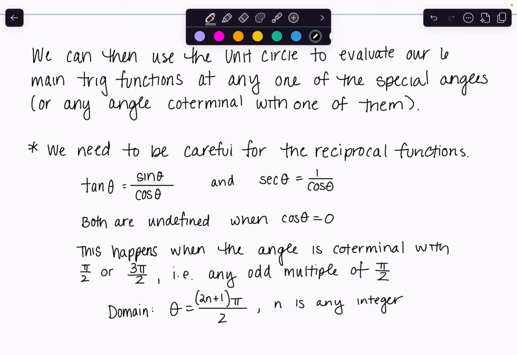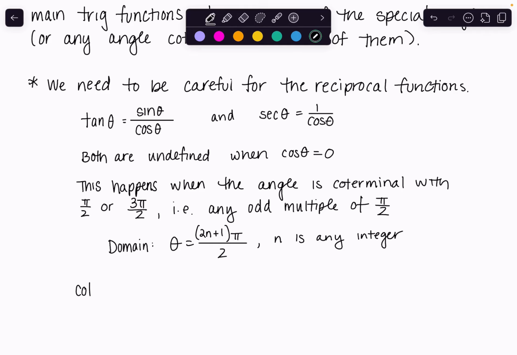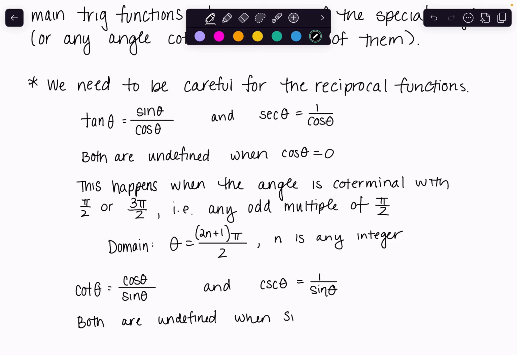Then our other two reciprocal functions are the ones that have a trig function in the denominator, dealing with sine in the bottom. So if you look at cotangent of theta, this is going to be cosine of theta divided by sine of theta, and cosecant of theta is 1 over sine. These are both undefined when the denominator is equal to 0. So that would be when sine of theta is 0.